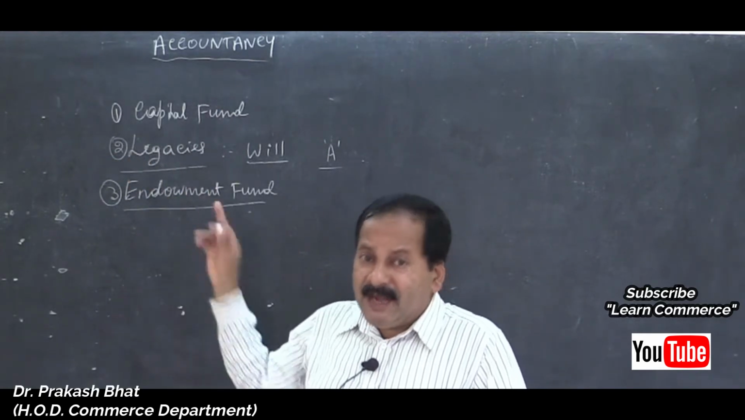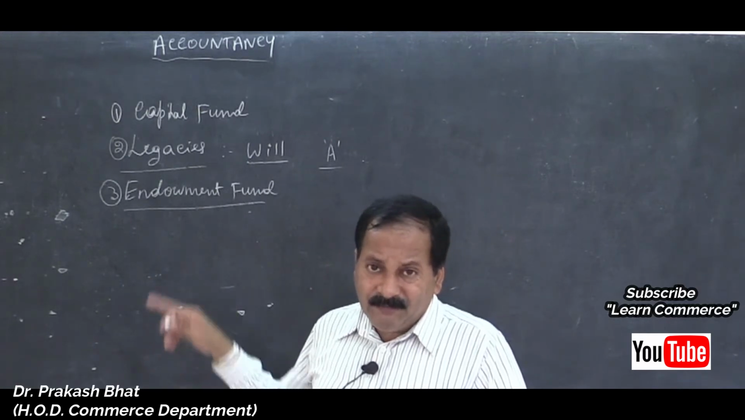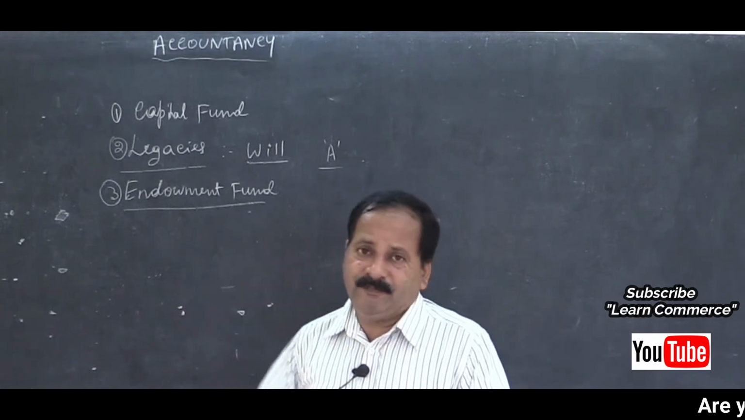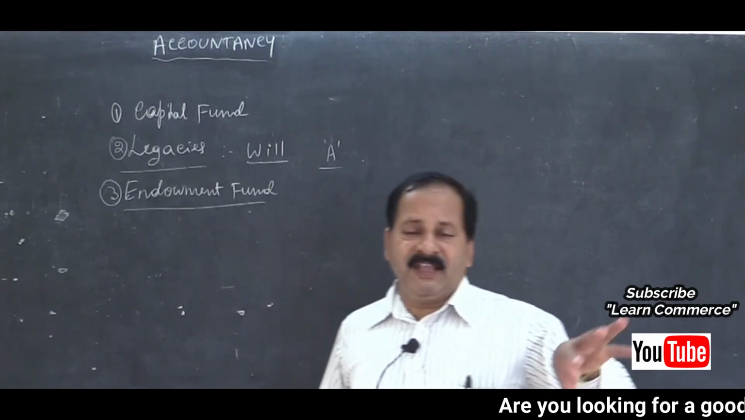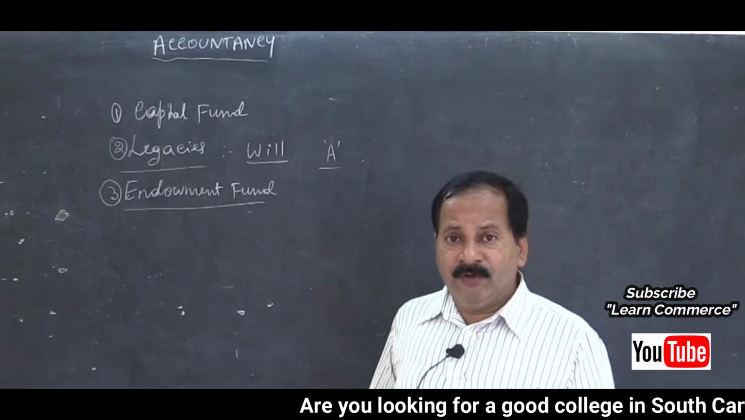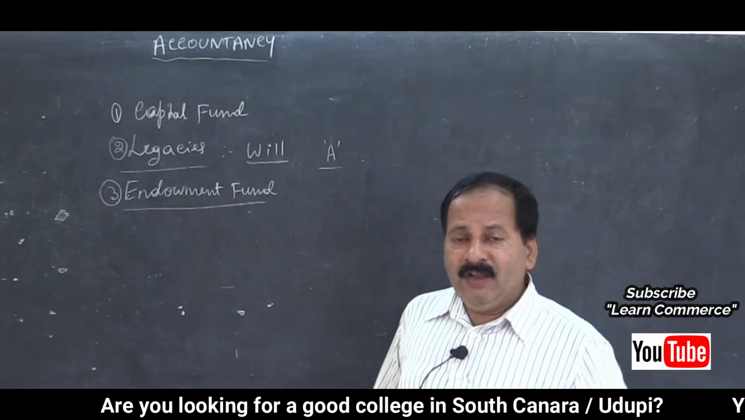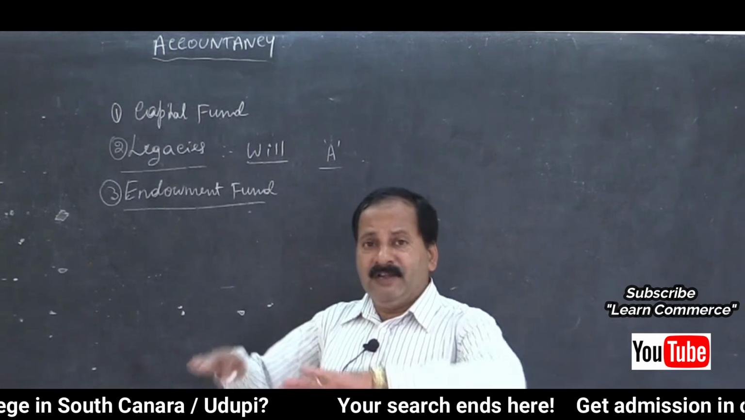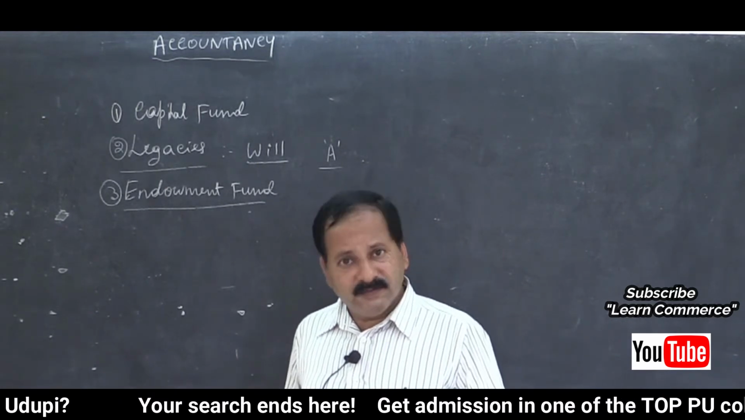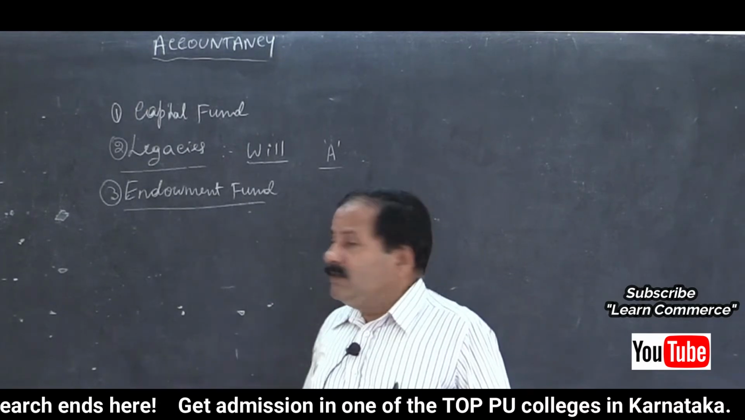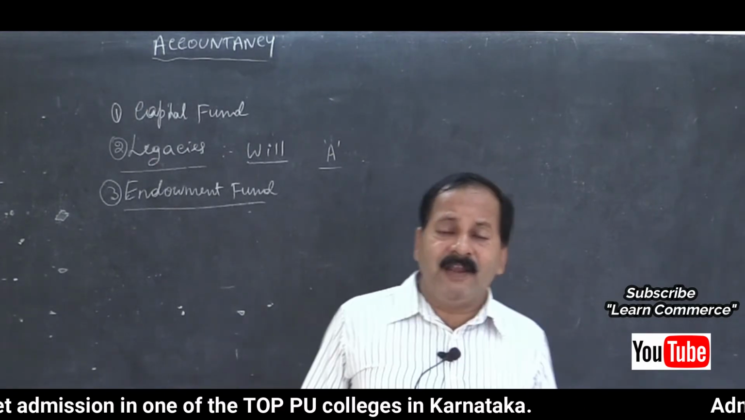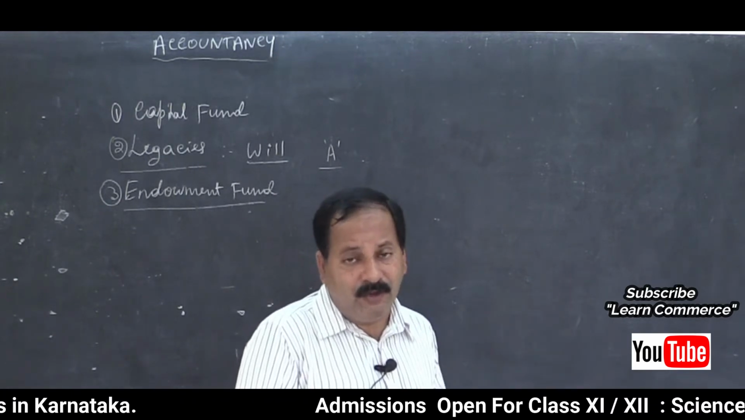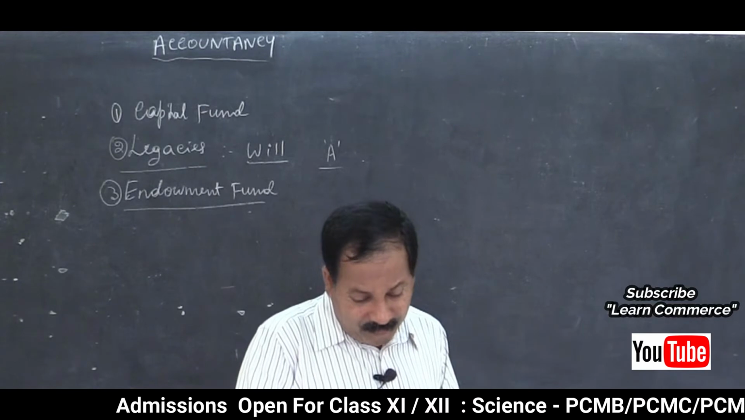It should not be added to what? Capital fund. It will be shown separate because it is a separate fund. Specific fund we can call it as construction of a swimming pool, construction of a concert hall, construction of a hall, isn't it? Or construction of a pavilion, isn't it? So all these come under the capitalized receipts, and it should be shown separately on the liability side of the balance sheet of the not-for-profit organization.